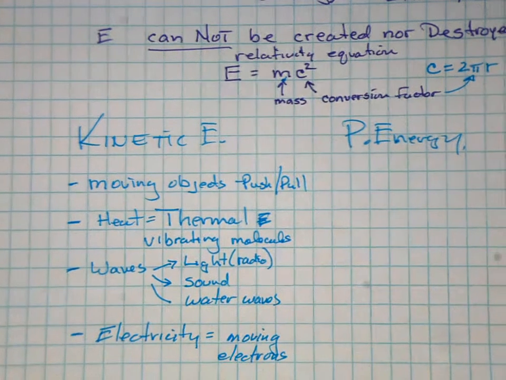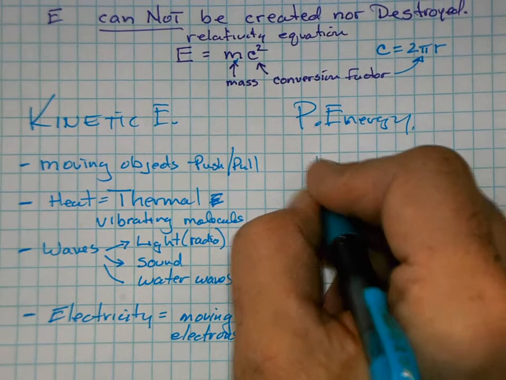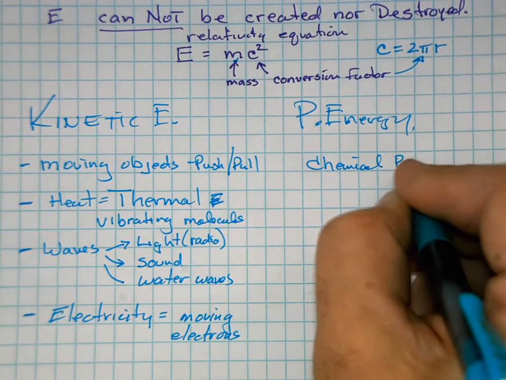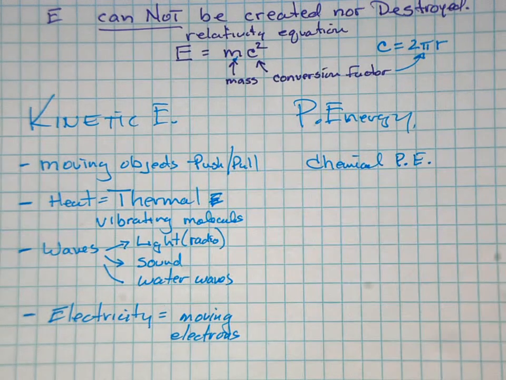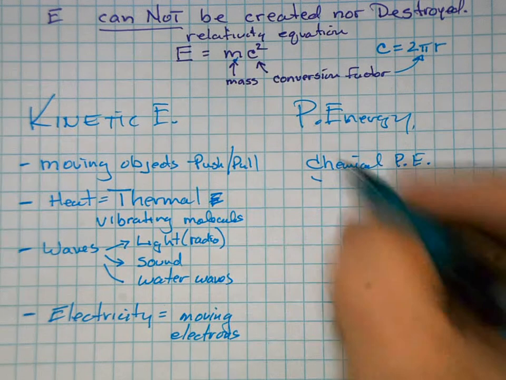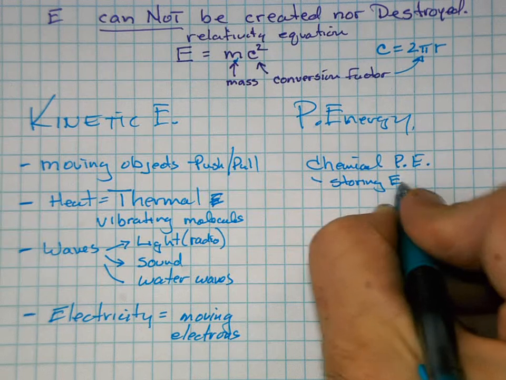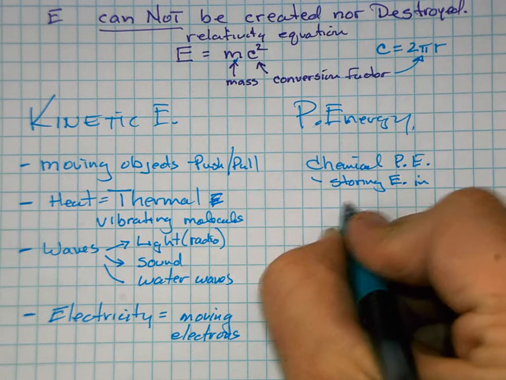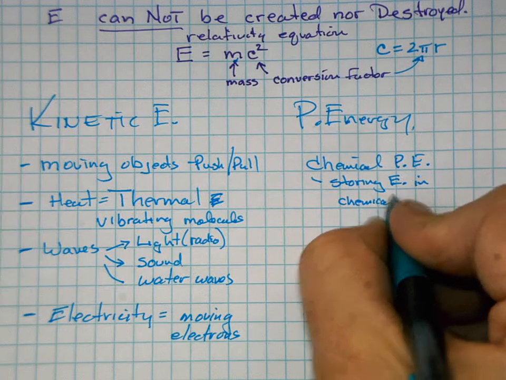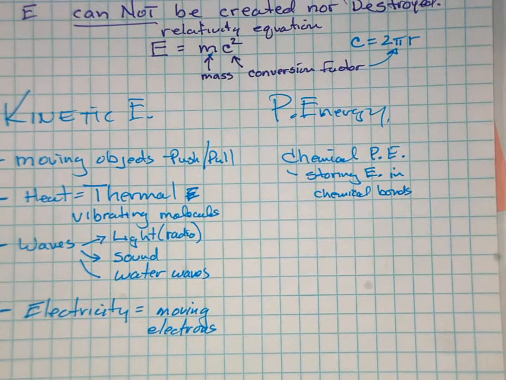Under potential energy, I'd like you to put chemical. Chemical potential energy, CPE for short. And that's storing energy in bonds. Storing energy in chemical bonds, whether it's ionic, covalent, metallic.